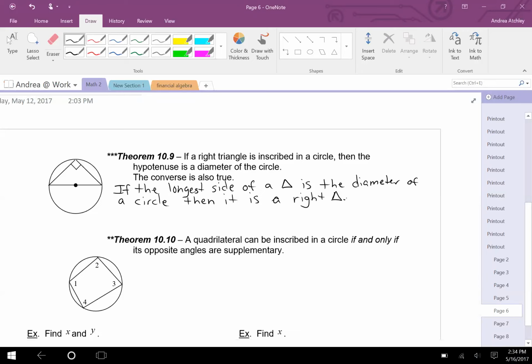So that's how you're going to know: if a triangle is inscribed in a circle, or actually in a semicircle, then it's going to be a right triangle, always. Which makes sense because this whole arc would be 180 degrees. So this angle, the inscribed angle, would be half of 180, which is 90.